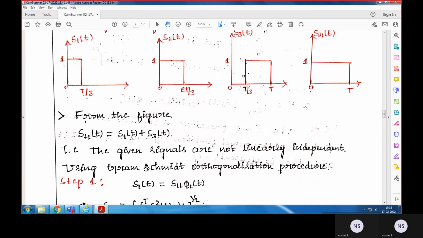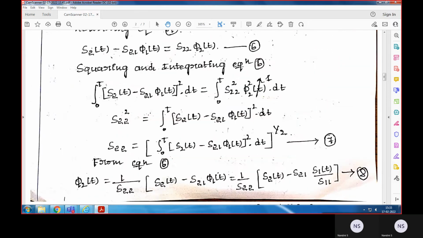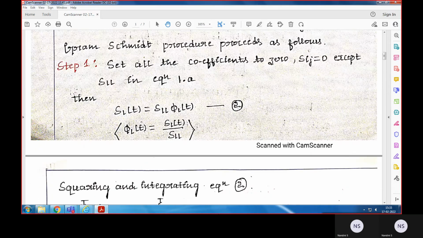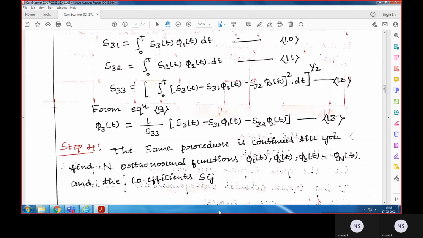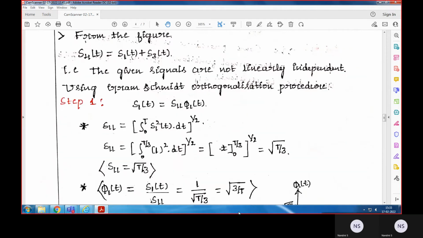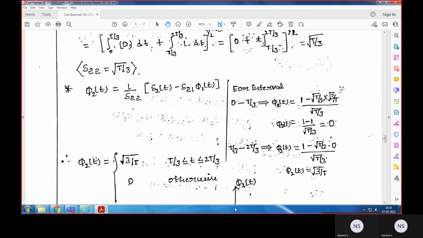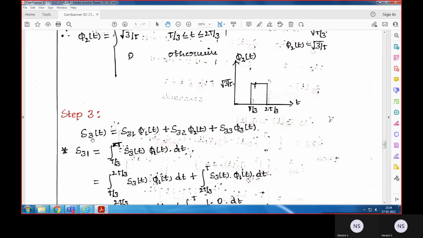This signal S2 of t is represented like this. So then step 3.